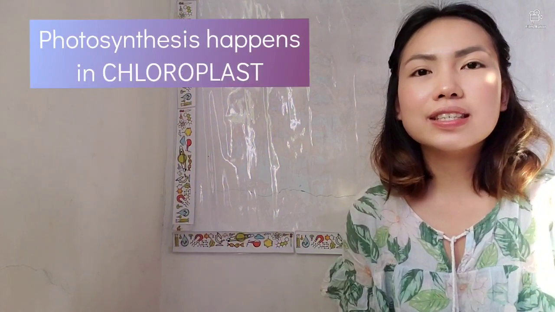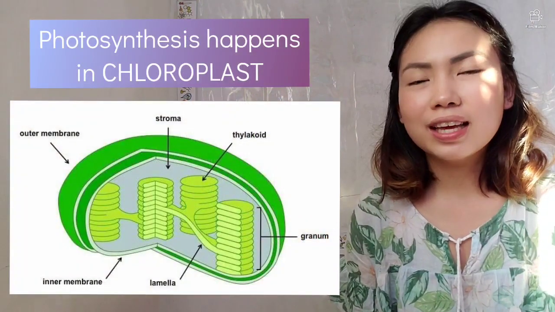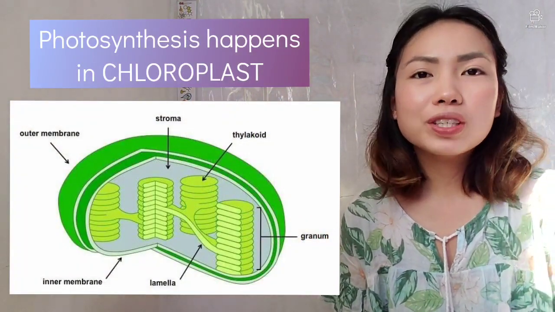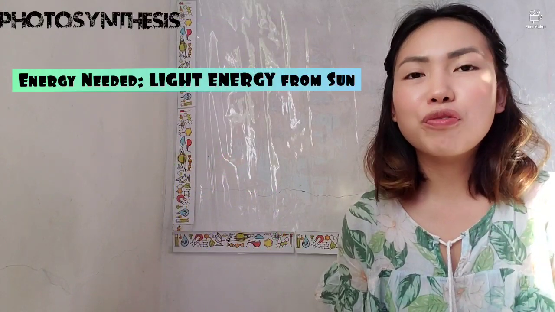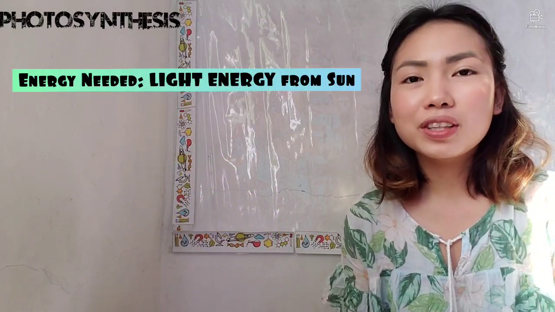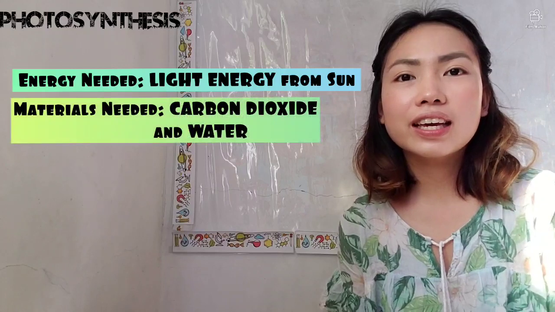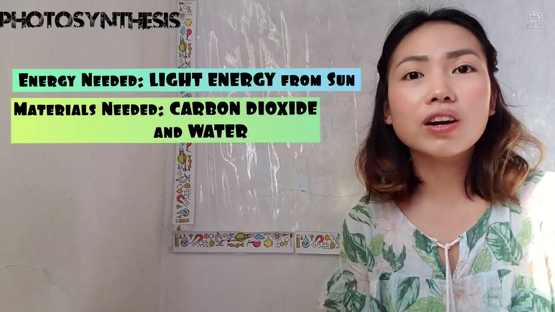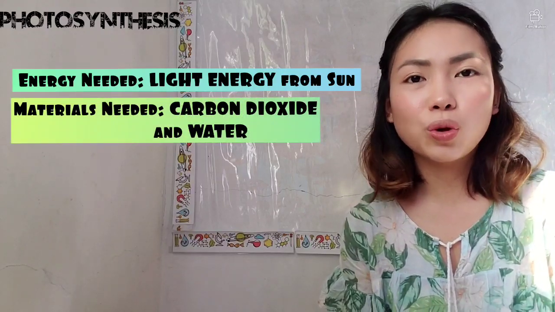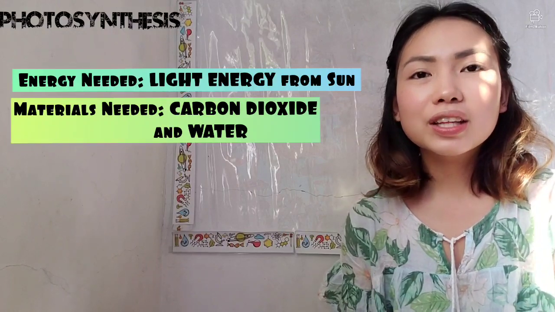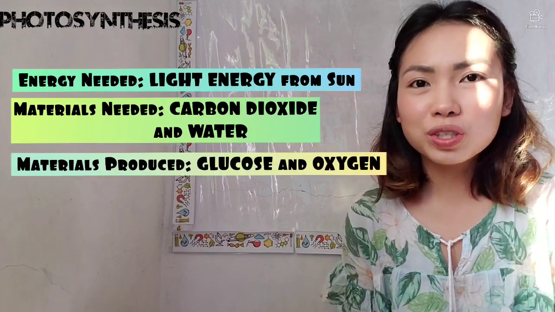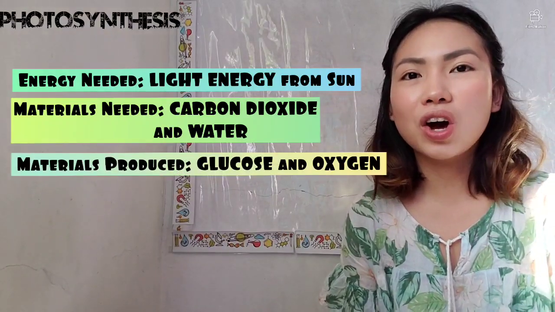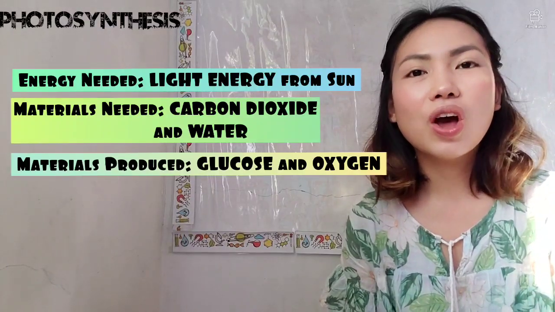So, photosynthesis is happening in the chloroplast. The energy needed in photosynthesis is light energy from the sun. The materials needed in photosynthesis are carbon dioxide and water. Then, the materials that we will produce in photosynthesis are glucose and oxygen.